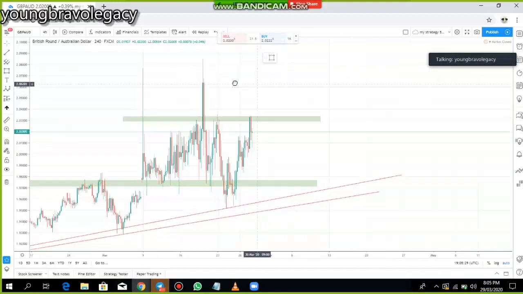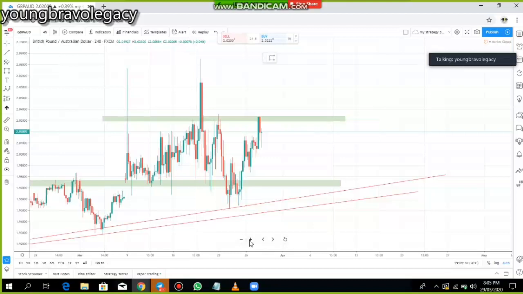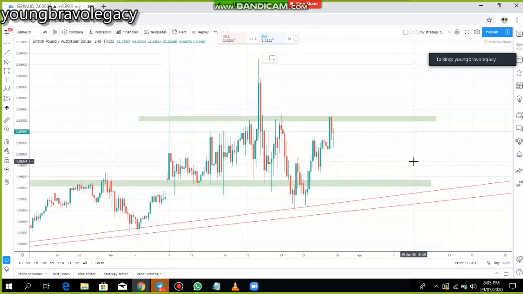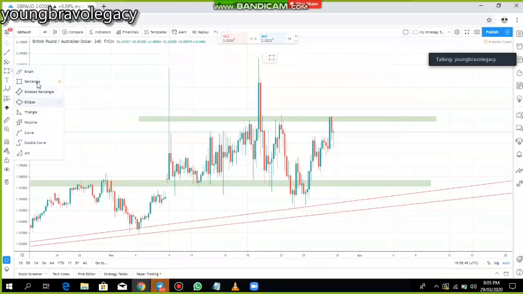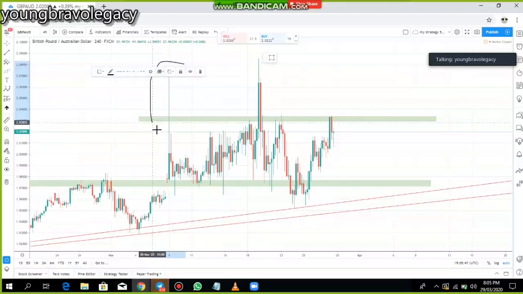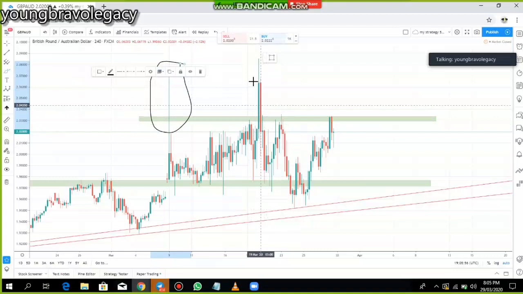Now guys, without wasting our time, GBP AUD is straightforward. On the daily time frame, we can see we are on an overall upward trend. On the 4 hours time frame, the price has created a wick here. You can see this crazy long wick, and the price has covered, filled this wick on this time frame.